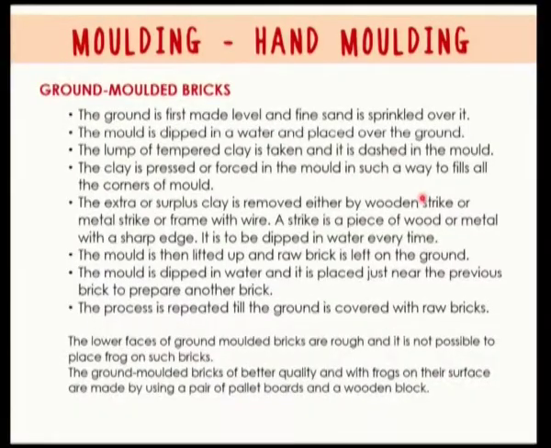Now ground molded bricks, this is the most primitive form of brick making. In this process, first the ground is readied. The ground is made level and fine sand is sprinkled over it. Why is the sand sprinkled? Because it will absorb any moisture, also any moisture from the ground below. It will also make the ground drier and more plain.